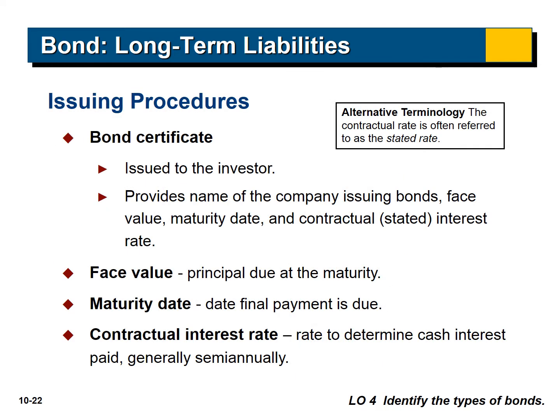Let's talk about issuing bonds, also called selling bonds. The bond itself is called the bond certificate. It's issued to the investor or the bondholder. It provides the name of the company issuing the bonds, the face value, which is like its principal, the maturity date when it's due, and the contractual or stated rate, which is the amount of interest that you have to pay periodically. The face value, again, is the principal. Maturity date is when the final payment is due, and the contractual rate is the rate used to compute the payment.